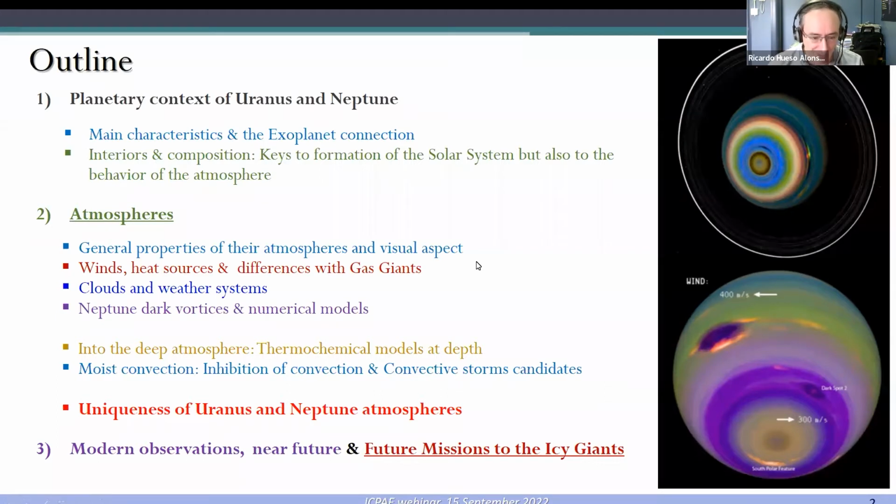Then I will be delving into the atmosphere in the lower parts that we cannot observe directly. And I will be talking about moist convection, where we have important problems related with how moist convection works in an atmosphere made of hydrogen and helium with condensables like methane, which is much heavier than these very light species. Then I will summarize some of the uniqueness of Uranus and Neptune. And then in the last part, I will be speaking about modern observations of these planets, the very near future, and the possibility to develop future missions to explore these icy giants and really know about them with a dedicated space mission in the future.